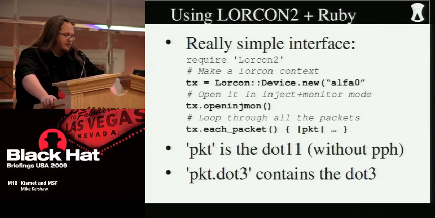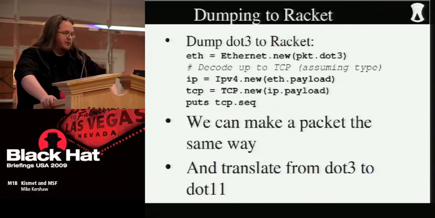So using Lorcon 2 in Ruby, really simple interface. Require Lorcon 2, create a new interface. It'll automatically figure out what driver you're using. It'll figure out what modes it needs to set. It'll figure out if it needs to create injection VAPs. You open it in injection mode, and then for each packet, do some fun stuff. You can pull a .3 equivalent packet out, so you can feed it to all the existing libraries that expect 802.3 Ethernet frames. And you can dump it directly into Racket to decode with a nice Ruby-based decoding.